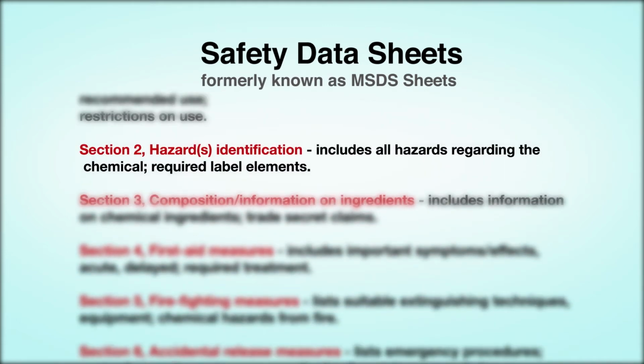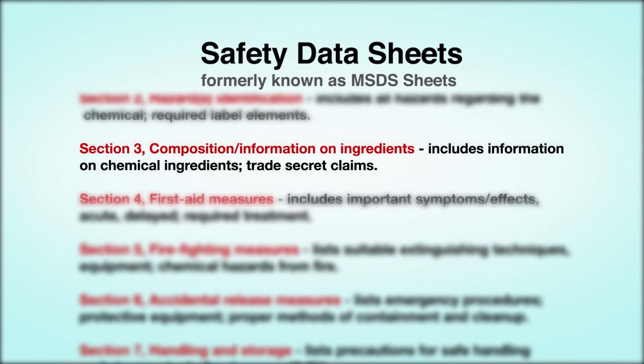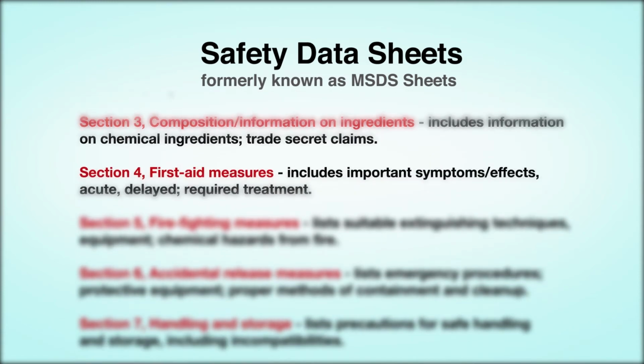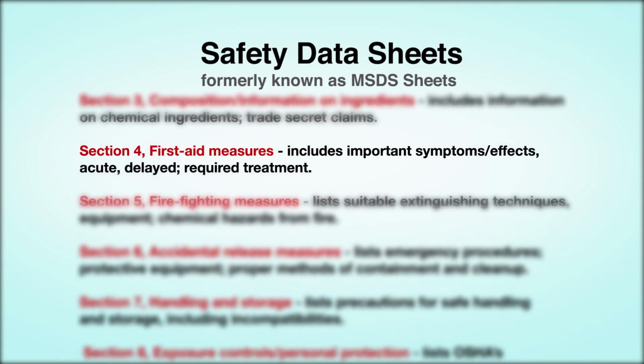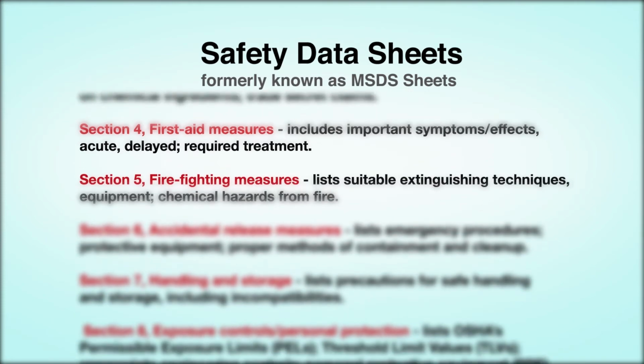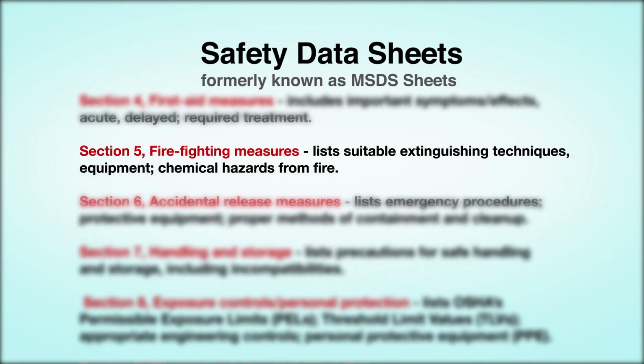Section 2, Hazards Identification, includes all hazards regarding the chemical and required label elements. Section 3, Composition, with information on ingredients, which includes information on chemical ingredients and trade secret claims. Section 4, First Aid Measures, which includes important symptoms, effects, acute, delayed, and required treatment. Section 5, Firefighting Measures, which lists suitable extinguishing techniques, equipment, and chemical hazards from fire.